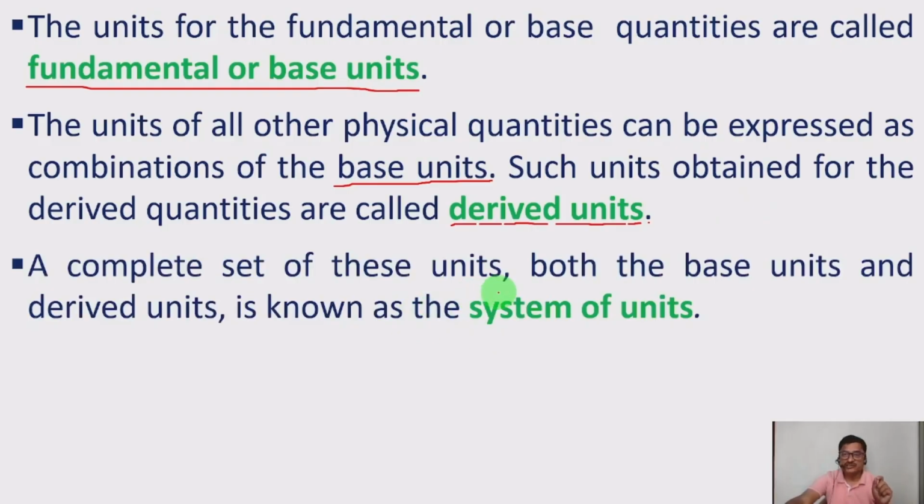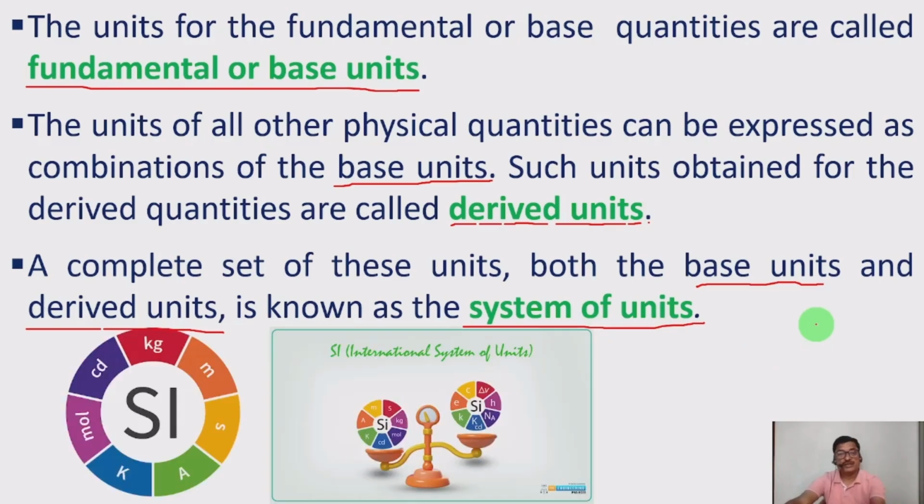A complete set of these units, both base units and derived units, is known as a system of units. It includes both base units as well as derived units. All together, the group we have is called a system of units. There are a number of systems of units: basically three systems used earlier, and presently one system of units is internationally accepted, which we are going to use.